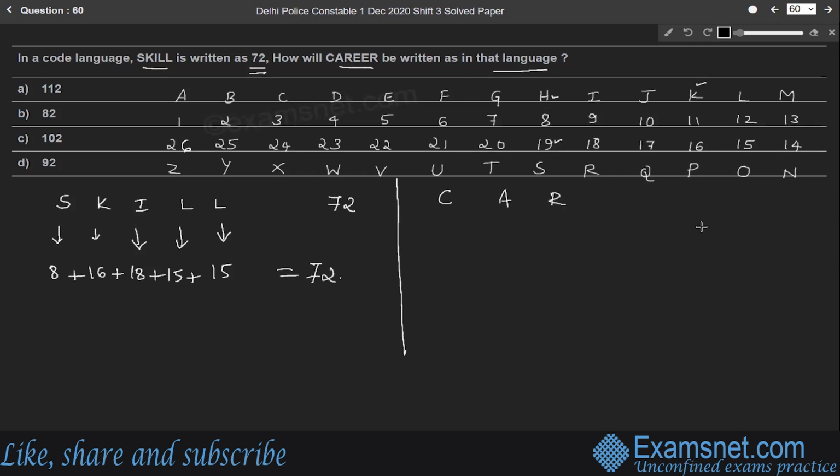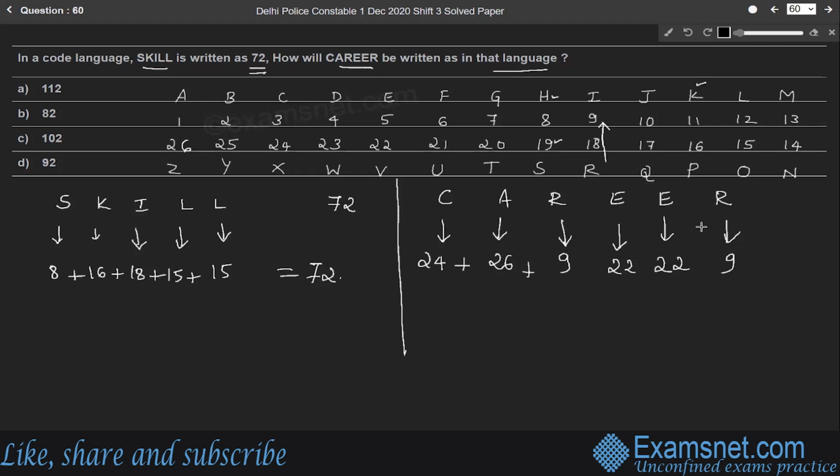right? So the positional value of C is 3. Its opposite number is 24. Right? Value of A is 1. Its opposite is 26. R is 18. Its opposite value is 9. Whereas E is 5. Its opposite is 22. Again, E is 22. R, positional value is 18. Its opposite value is 9.